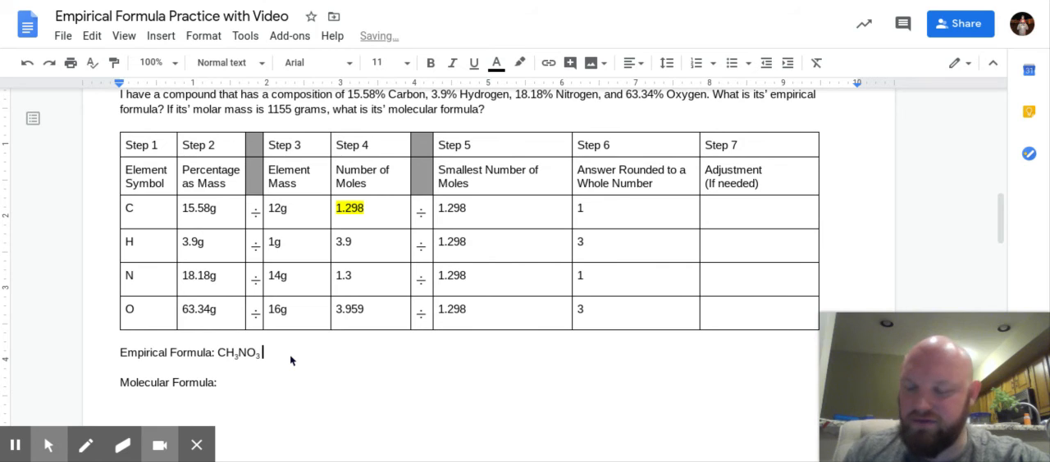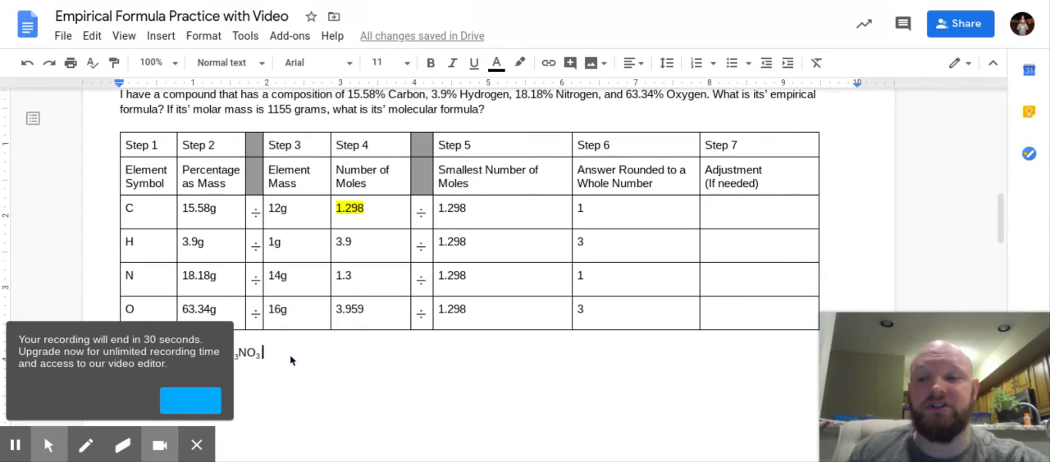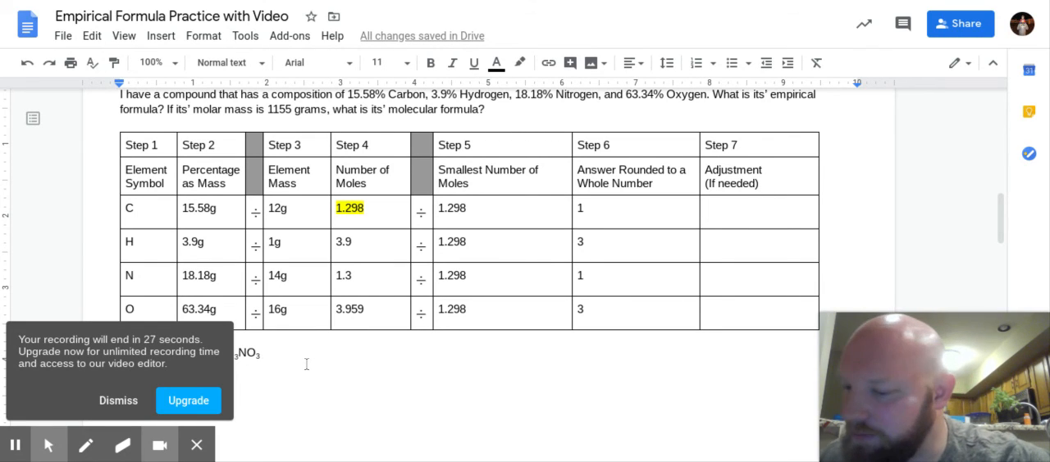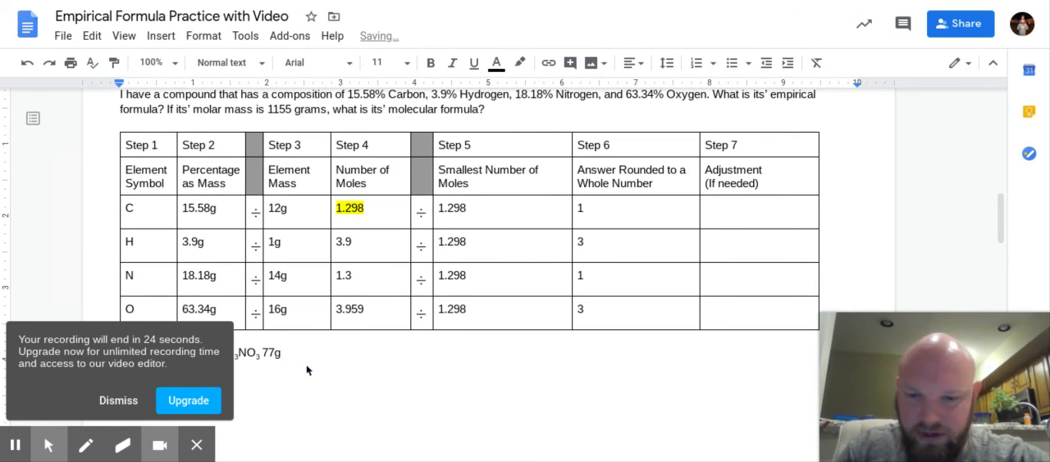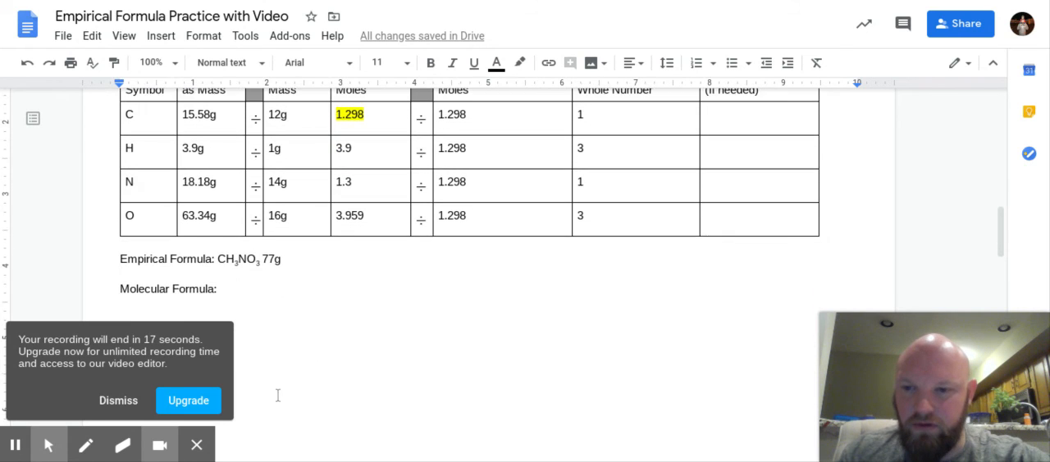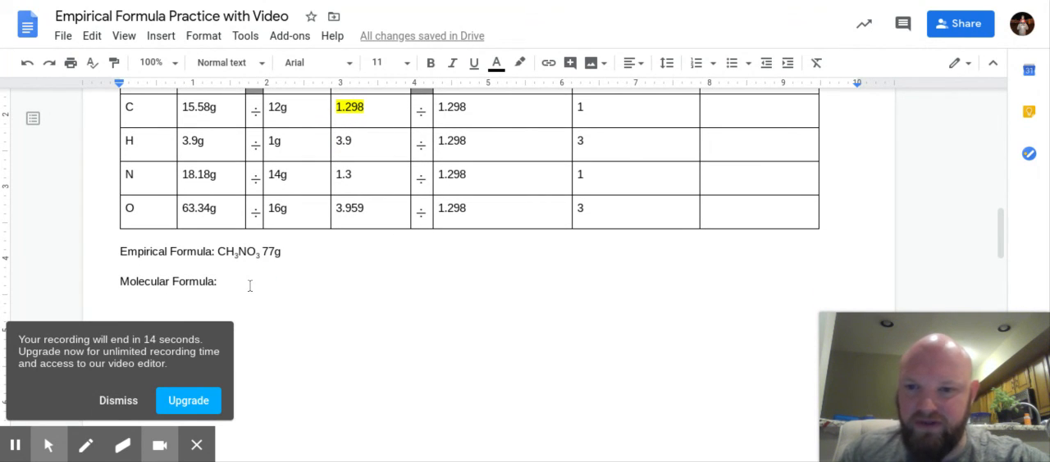Remember, for the molecular formula, we add up our empirical formula first. So carbon is 12, hydrogen I have 3 times 1, nitrogen I have 14, and oxygen I have 3 times 16. And if that messes you up, you can do it all as addition. We're going to add that up, and we're going to have 77 grams. We're going to do 1,155 divided by 77, and that's going to give us 15. So what we're going to do is multiply each thing by 15. So we're going to have C15, H45, N15, O45. Okay. Hope this helped. Enjoy your day.